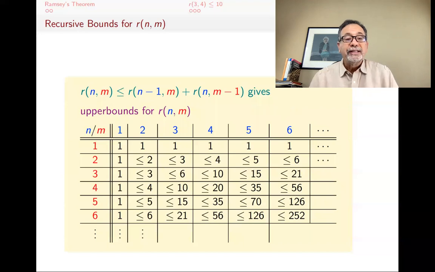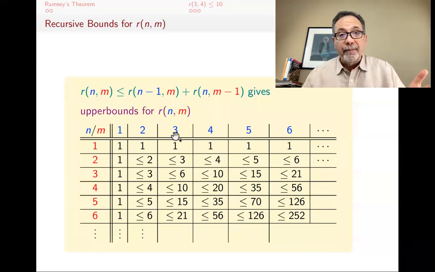And this tells you that if you have that relationship, Rnm is less than or equal to Rn-1,m plus Rn,m-1, and because we know the first row and the first column, then we know that there's some number that's going to work for all. So there's some bound for Rnm, so Rnm is finite, and therefore Ramsey's theorem is proved.